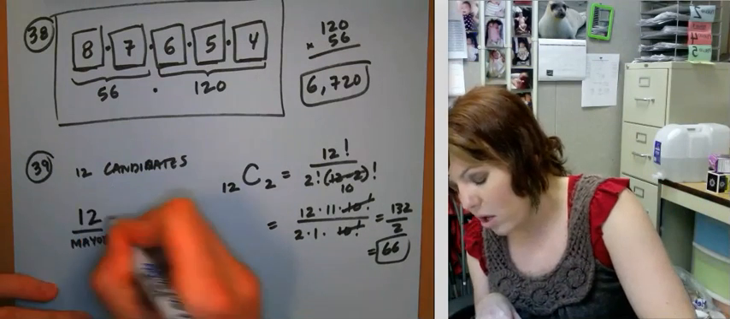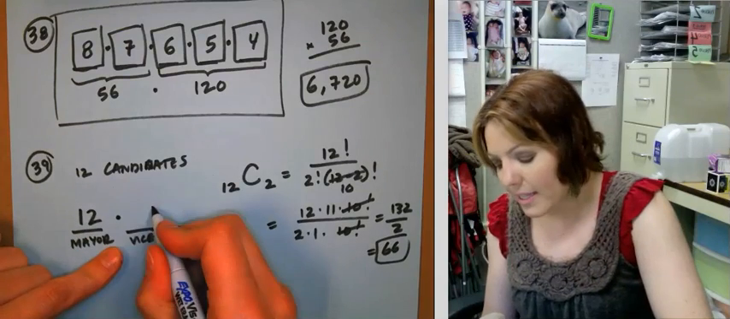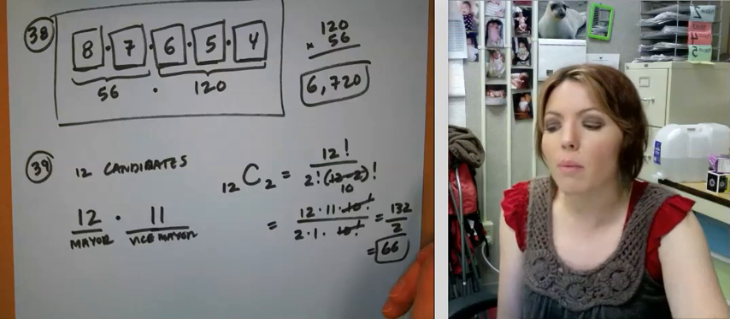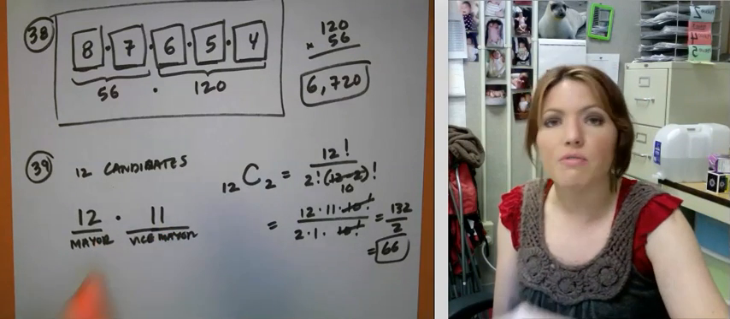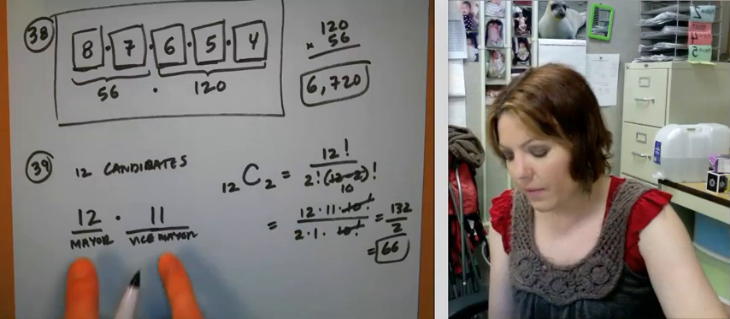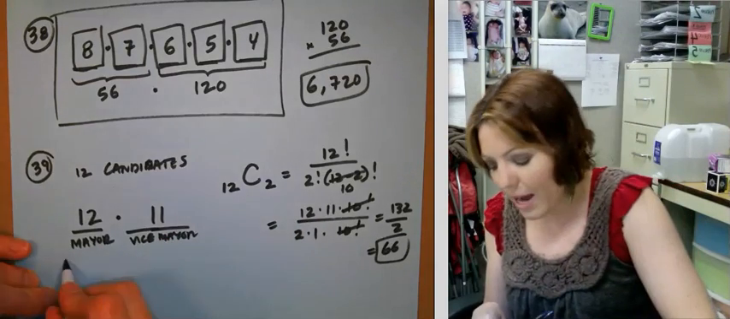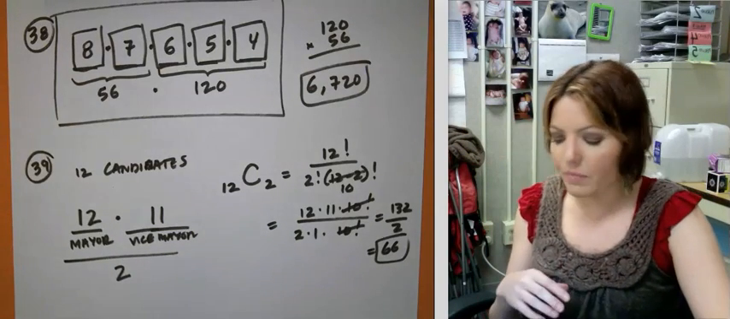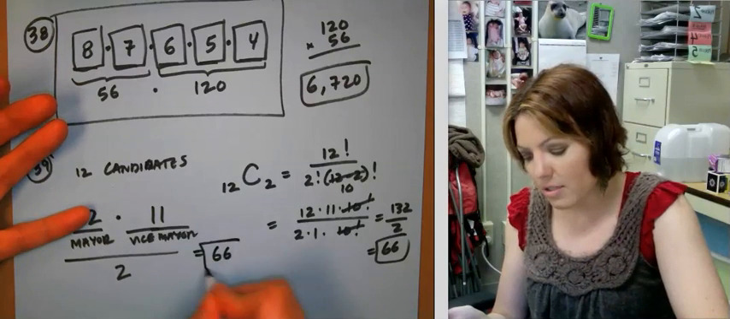Okay, so you could do the same kind of a process here. So 12 possible people for mayor, and 11 possible people for vice mayor, but because the problem specifies that you can't have any repetitions, that means you would have to divide out the fact that the mayor and vice mayor couldn't switch places. So you'd have to divide it by 2. So you end up getting the same thing, but you're looking at it in a little bit of a different way. All right, so either of those options works.